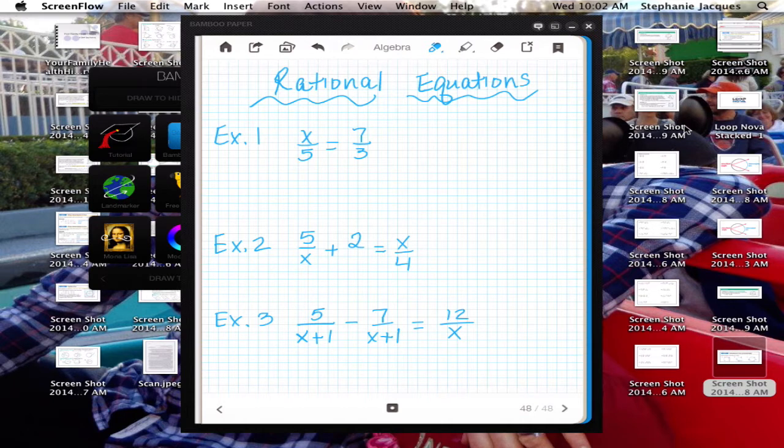So we're trying to find what x equals. Let's look at example 1. This one's actually pretty easy. You have x over 5 equals 7 over 3. I'm going to show you a different way instead of cross multiplying to find your answer, because that'll help you with your other ones. So first thing you need to do is find a common denominator, just like we were doing before.